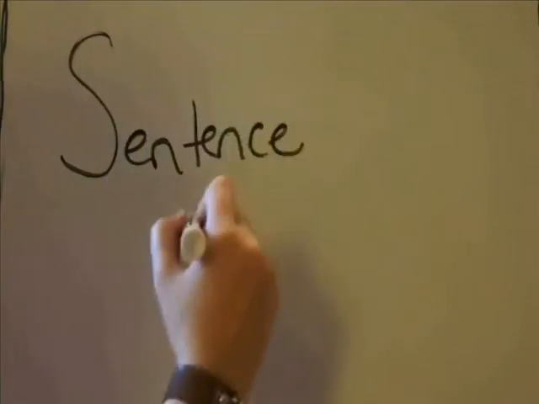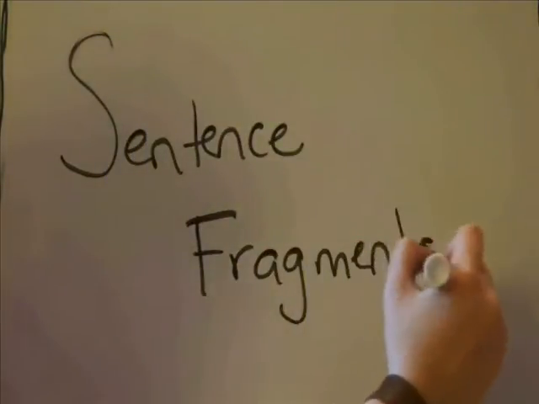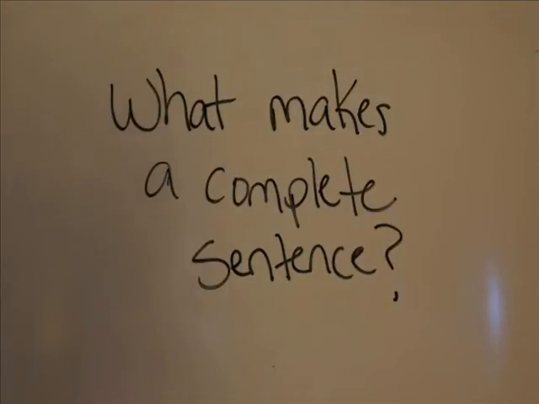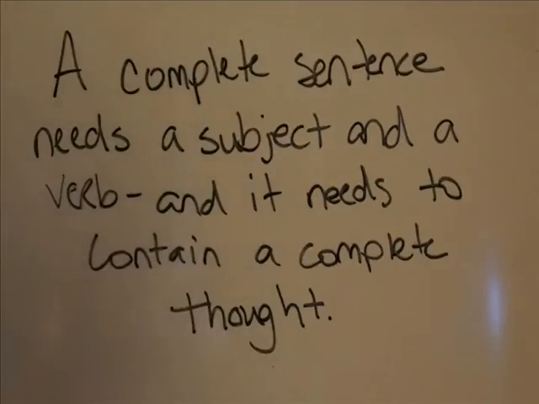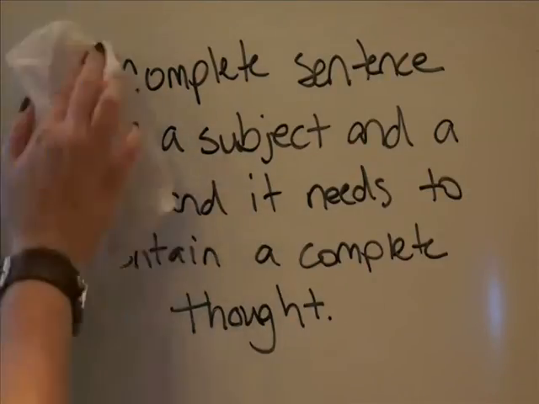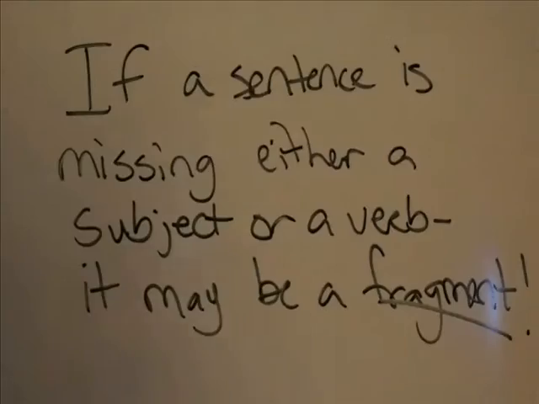Okay, so this is a video about sentence fragments. A sentence fragment is incomplete. It is missing something. Well, what makes a complete sentence? In order to be complete, you need a subject and a verb, and you have to have a complete thought. Just remember, if you're missing a subject or a verb, you may end up with a fragment.